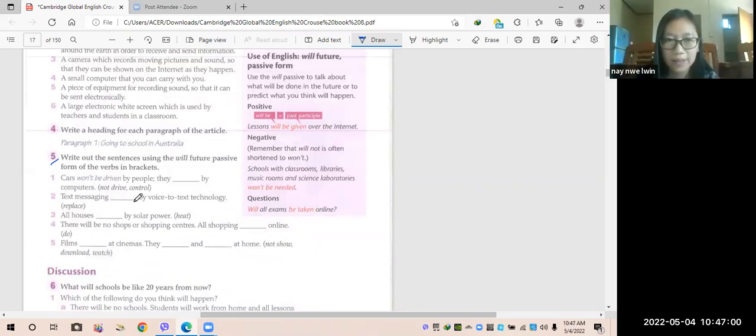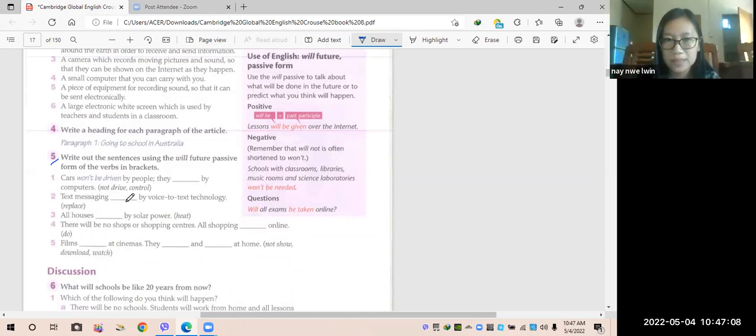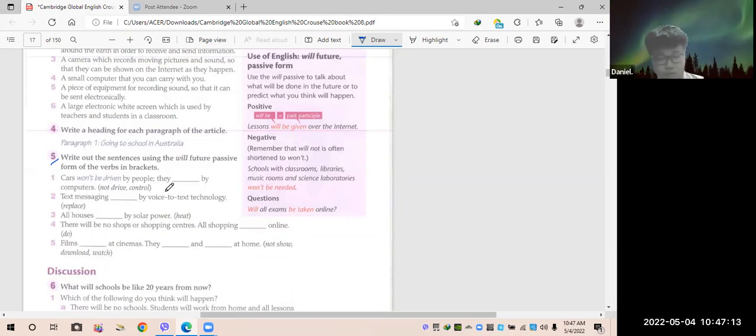So how about number 2? Text messaging will be replaced by voice to text technology. You have to use the verb replace. Will be replaced, and replace has to be in the past participle, right? R-E-P-L-A-C-E, replaced. Yes.